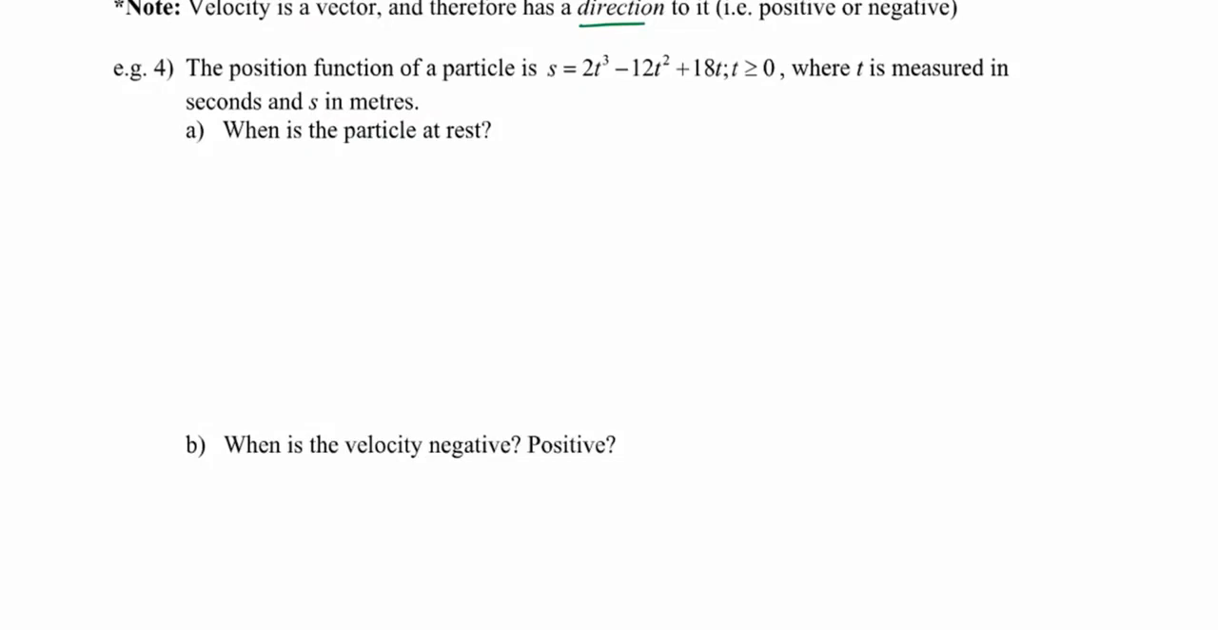All right, so next one. The position function of a particle is s equal to all of this, where t is greater than or equal to 0, where t is measured in seconds and s in meters. Now this is kind of a funny one because we never did this in physics, did we? But in calculus, distance is quite often used with the symbol s. Okay.